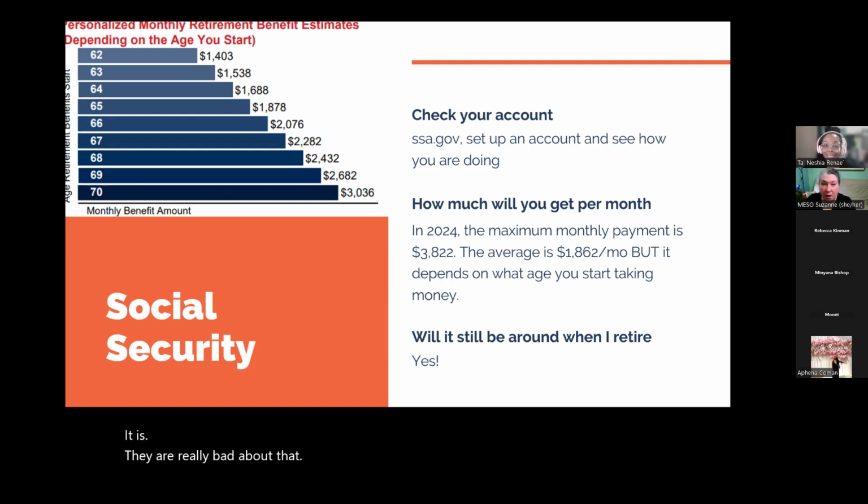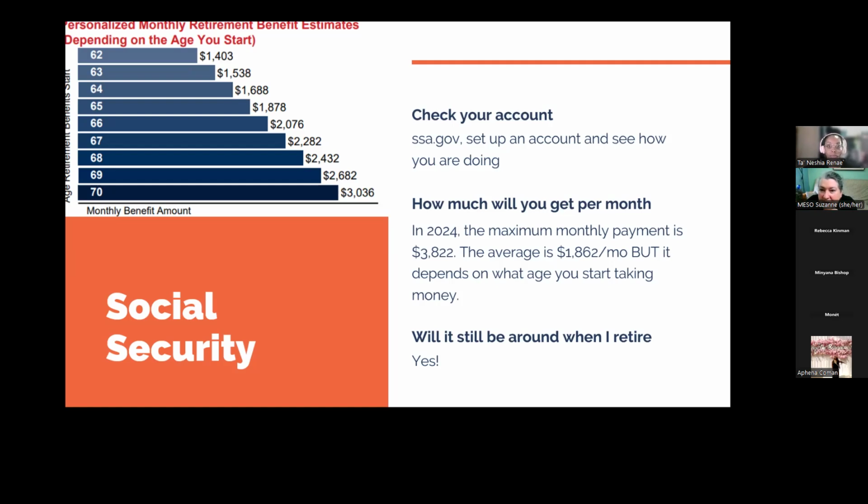I want everyone in this class to go to ssa.gov and open up your account. Find out how much money you have, how much money you will be getting. It is eye-opening. It's also kind of interesting because it has all the money that you've earned throughout your life. And in order for you to make a good plan going forward, you need to know how much money you're going to be getting.